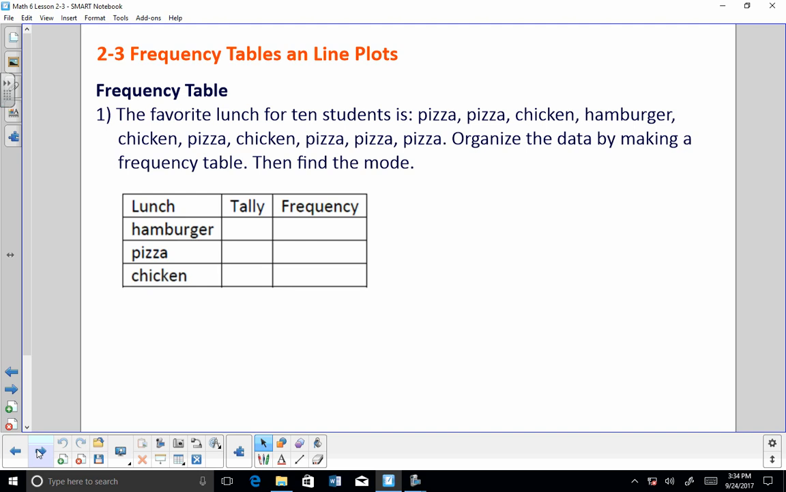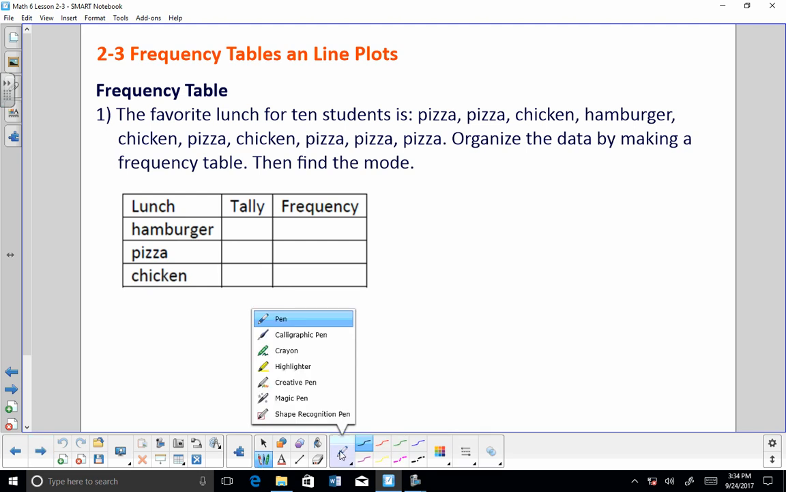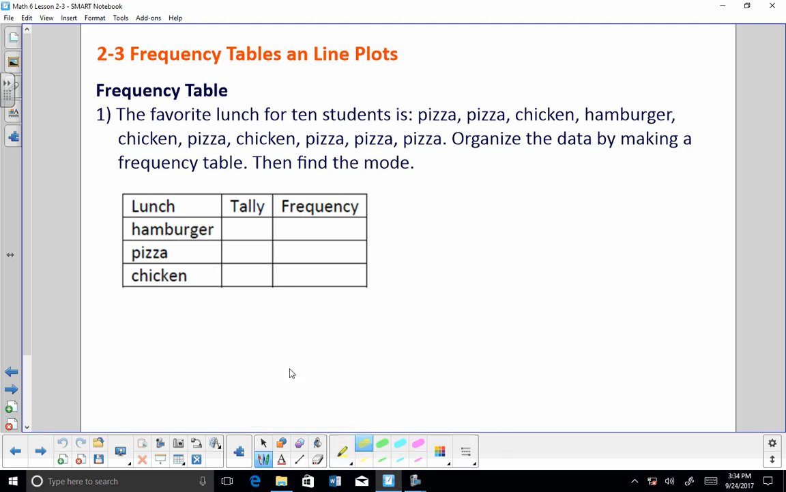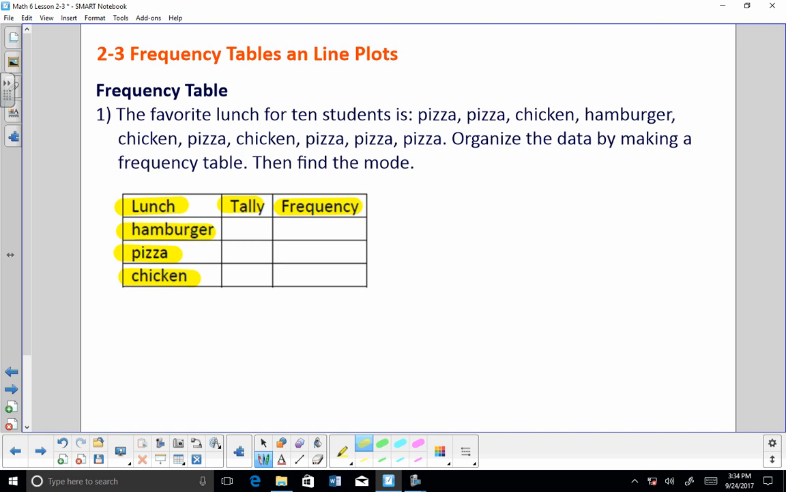So you'd list your choices in your first column, and of course you'd label it. You'd have a tally column, and then you have a frequency column. The whole point to this is so that you can deal with all the different things that you're going to be working with. So we're talking about lunch, so I put the different lunch choices: hamburger, pizza, and chicken. I put a tally column and a frequency column.